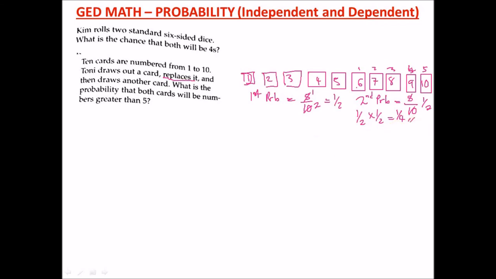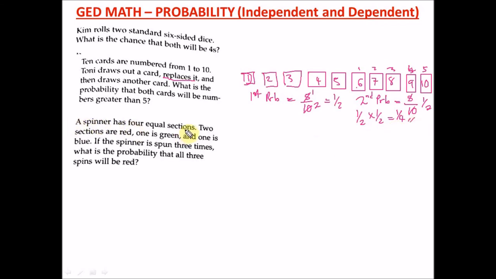So our next question, it says a spinner has 4 equal sections. 2 sections are red, 1 is green, and 1 is what? Blue. Okay, so 2 sections are red, 1 is green, and 1 is blue. So let's quickly draw this out. So we have a spinner. It has 4 equal parts. So 2 red, 1 green, and the other blue.